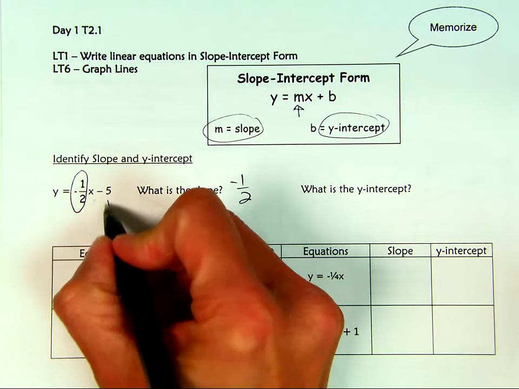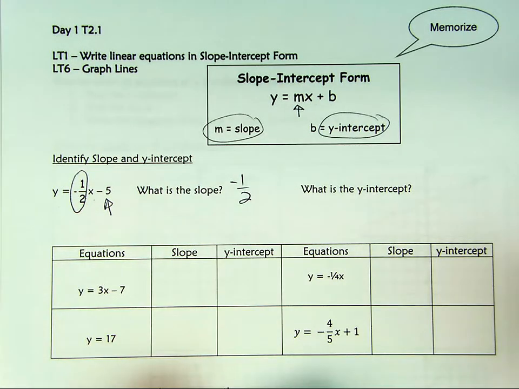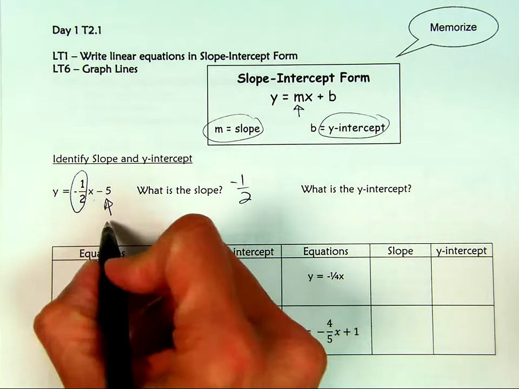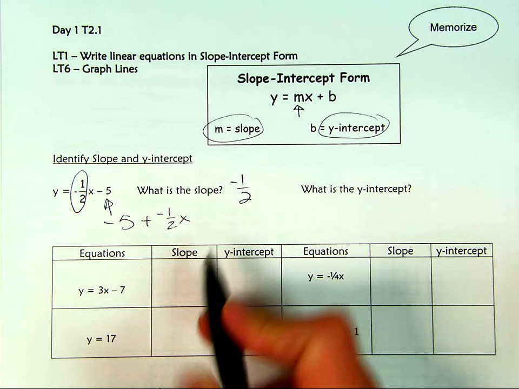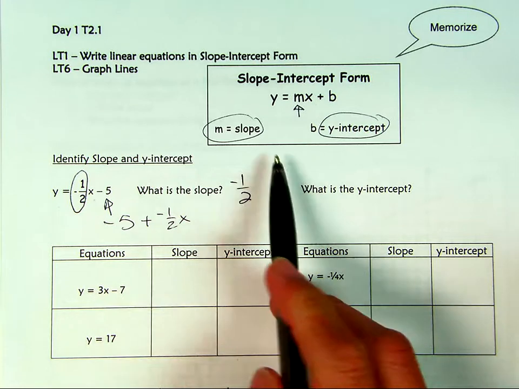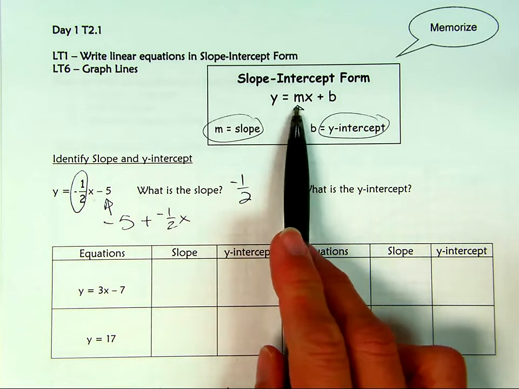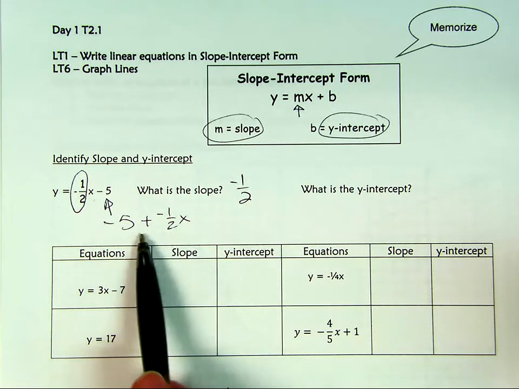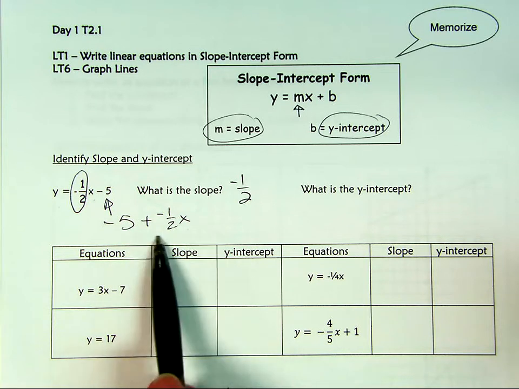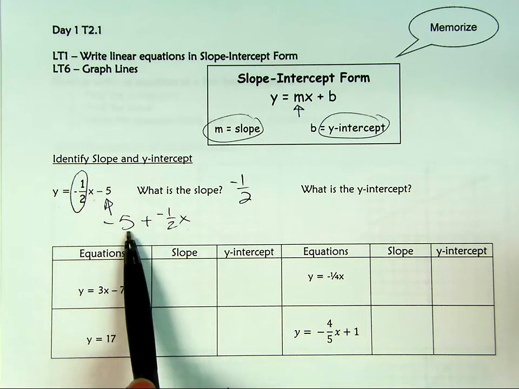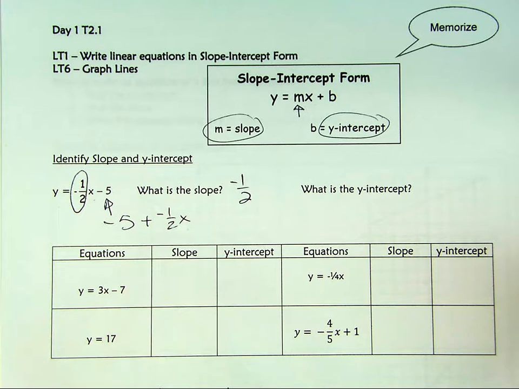Our y-intercept then is what comes after it, either added or subtracted. Now I say after. I could have also written this like this. That's not in slope-intercept form, because slope-intercept form has the y equals and then the mx and then the b. So it's not the correct form, but this is the y-intercept. It doesn't matter if it's before or after it. You can tell it's the y-intercept because there's no x with it. Okay, so the y-intercept is -5.